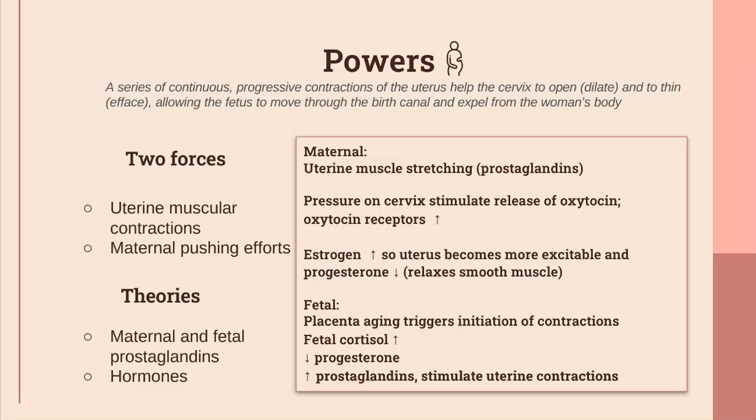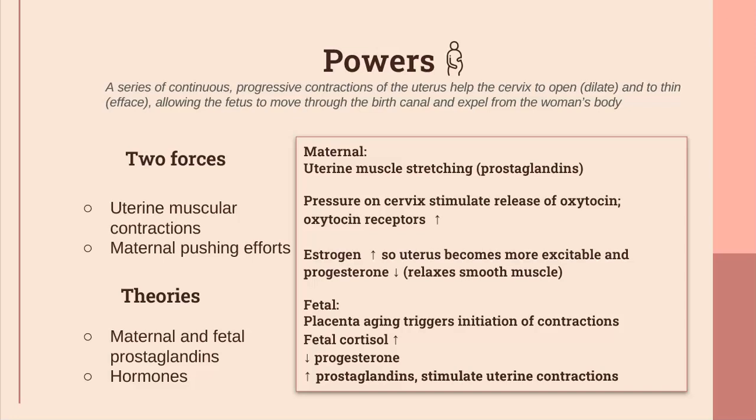So there's two forces in a labor. It's the uterine muscular contractions and then maternal pushing efforts. So there's theories about what starts labor in general. They think it has to do with maternal and fetal prostaglandins and the hormones. So a couple different things are happening.